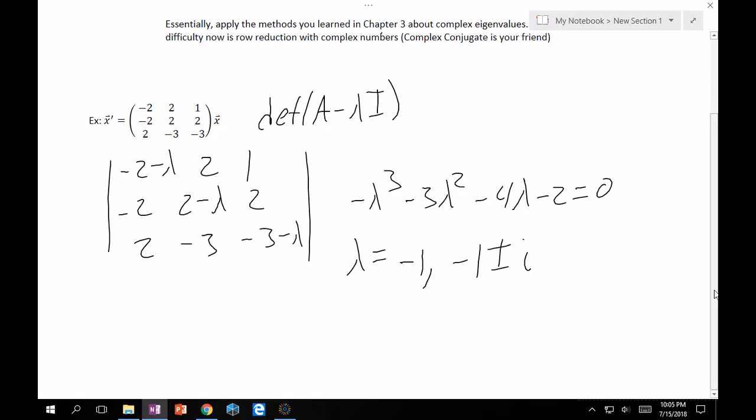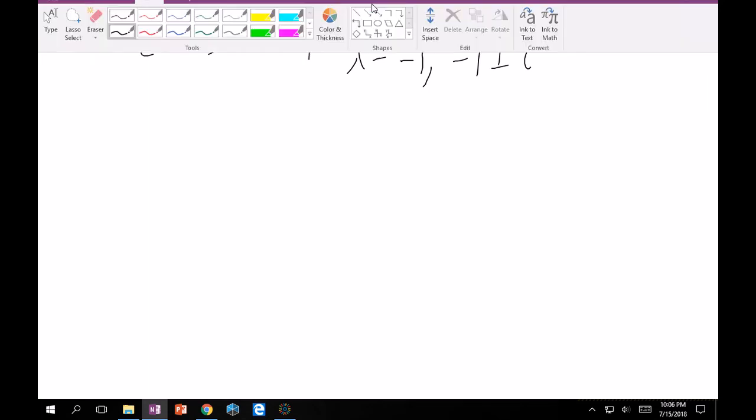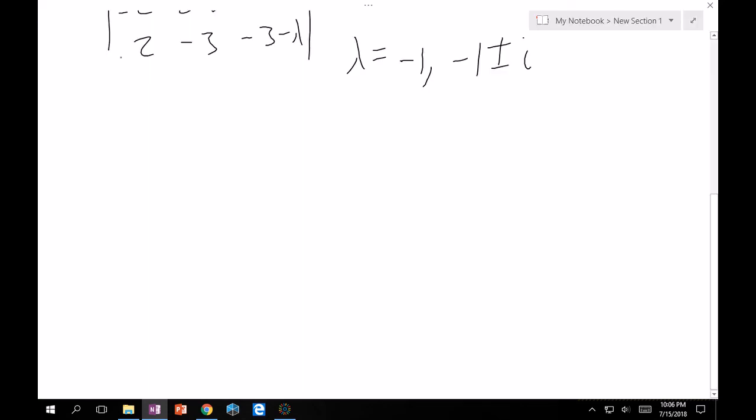Great. So from there, let's do the easy stuff first. Let's deal with the minus 1. So if lambda is equal to minus 1, then the matrix becomes minus 1, minus 2, 2, 2, 3, minus 3, 1, 2, minus 2.